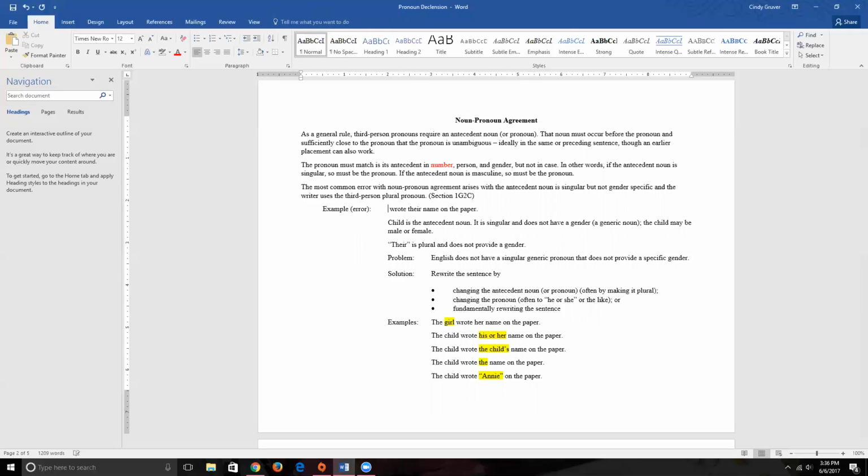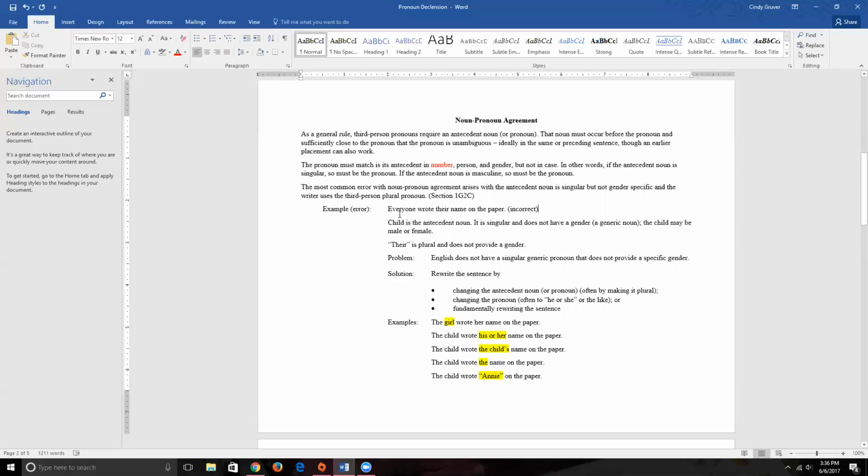Because this was our original sentence. I'm going to say, everyone wrote their name on the paper. So this has the problem. This is going to be incorrect. And we can fix it by choosing a different word to replace this. In this case, I picked girl.